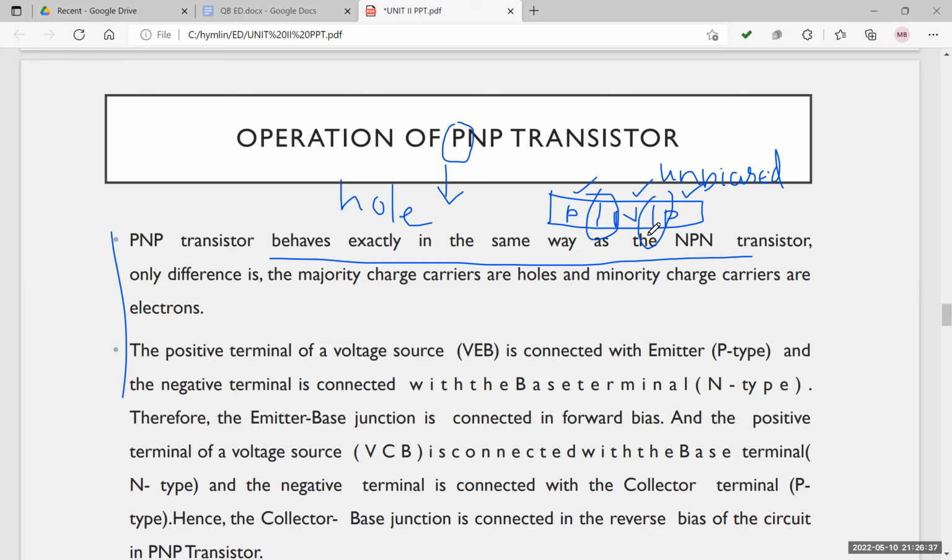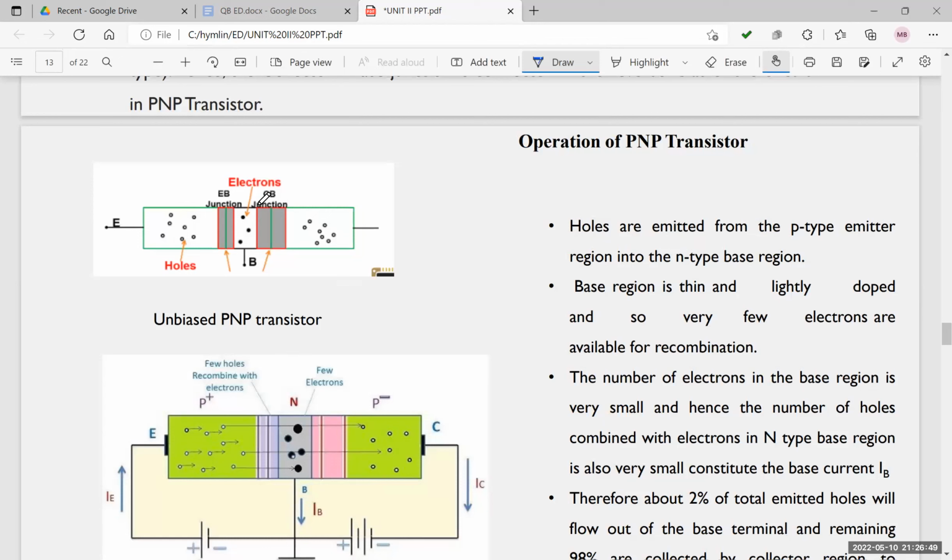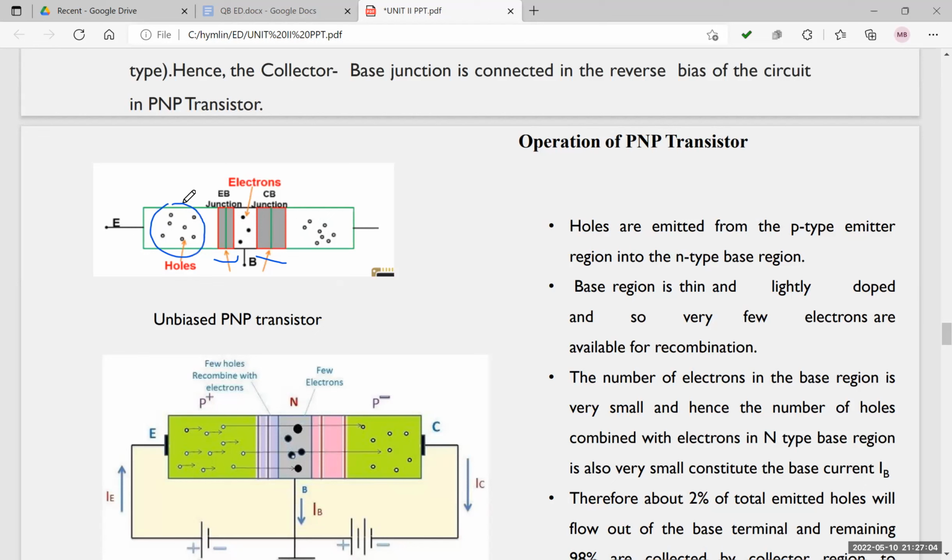Okay, so similar to that, the depletion region in the collector junction, that is this junction, will be larger compared to the depletion region in this junction. So you can see in this diagram, the collector base junction, and the emitter base junction is much thinner compared to the collector base junction. So in the PNP transistor, in the P type, the holes are the majority carriers, and a few electrons are present in the base region.